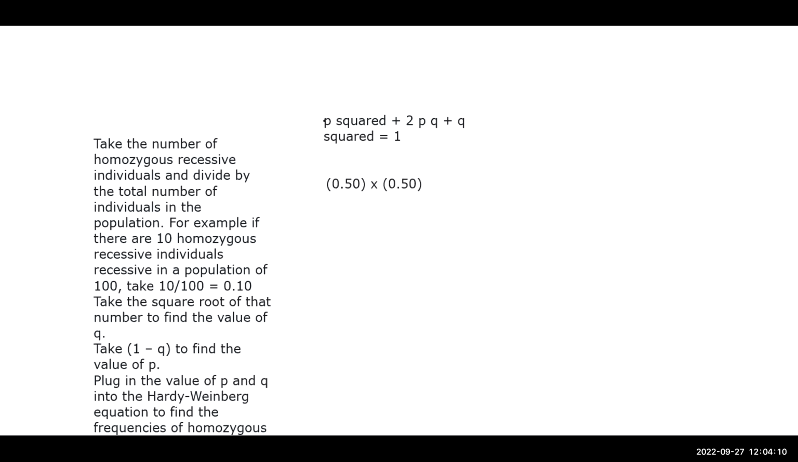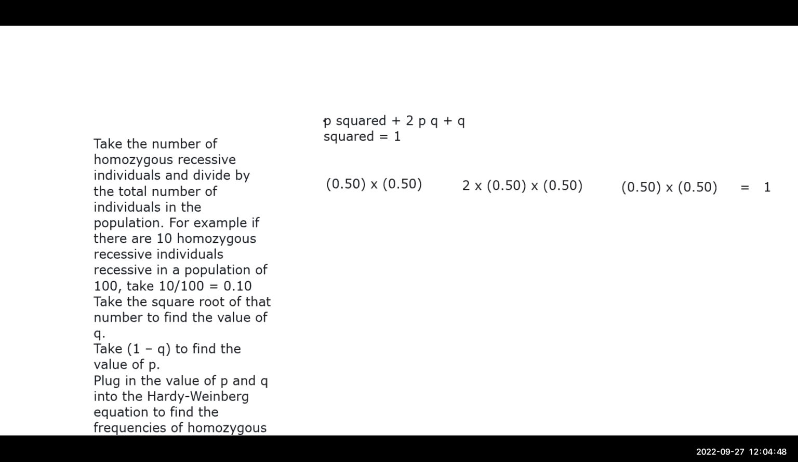So that's the first part of the equation, the P squared. The second part, the 2PQ: we're going to do 2 multiplied by the value of P, which is 0.50, multiplied by the value of Q, which is 0.50. So there's the middle part of our equation. And then the last part, the Q squared. We take the value of Q, which is 0.50, and multiply it by itself, which is hopefully going to get us back to 1.